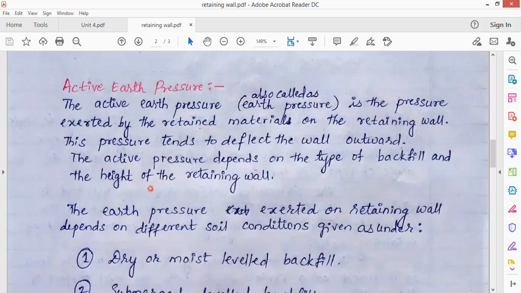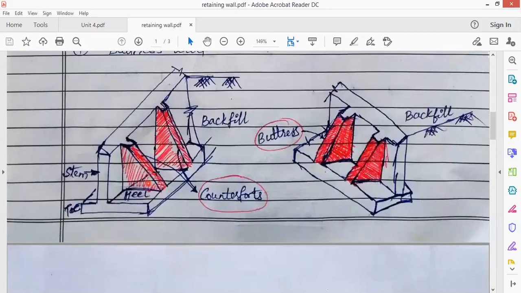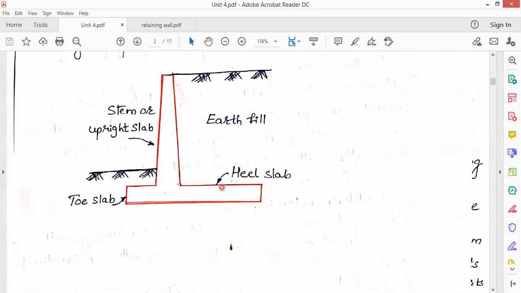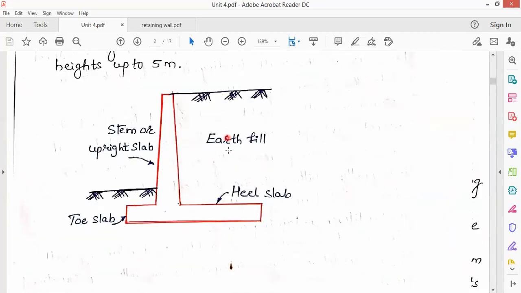And this earth pressure will tend to deflect the retaining wall outward. Means there will be a retaining wall. So here you can see, here is the retaining wall, and this is the earth here, and this earth is going to push this retaining wall. So this is the earth pressure, which is acting towards the retaining wall. So this earth pressure will make the retaining wall bend outside, and this earth pressure is called an active earth pressure.